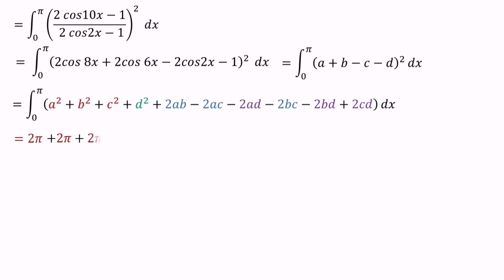D squared equals 1. So we need to find the integral of 1. Integral of 1 equals x. Then we can substitute the upper limit and lower limit and get the result pi.